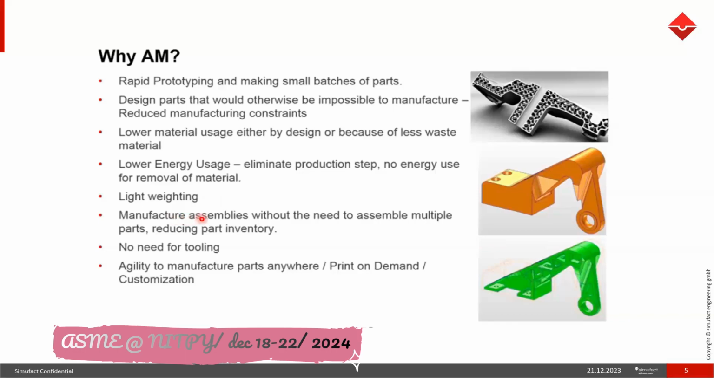And manufacturing assemblies without the need to assemble multiple parts, reducing inventory. Like we can manufacture parts without needing to assemble parts. So parts can be manufactured in a way that they can be together, where you can avoid assemblies and things like that. And no need of tooling, because tooling will be prevalent in our subtractive manufacturing process. Here there will be no need of tooling, but some post-processing will be required after the manufacturing is done. That is a different matter, but tooling and things like that can be minimized.